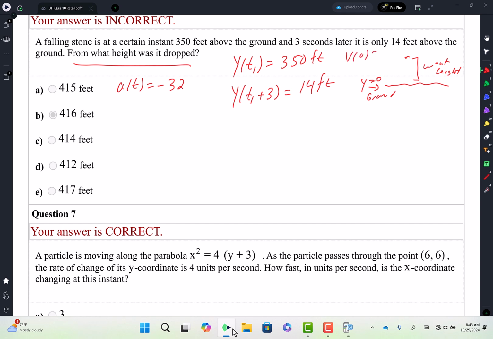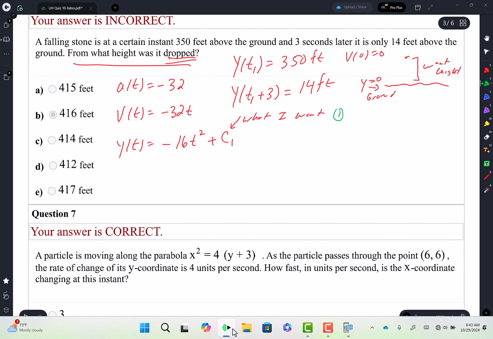V of 0 is 0 because it was dropped. Antiderivative, V of t equals negative 32t plus c, but c is 0. Are we okay so far? Another antiderivative, y of t equals negative 16t squared, add 1, divide by that number, plus c1. That's what I want.